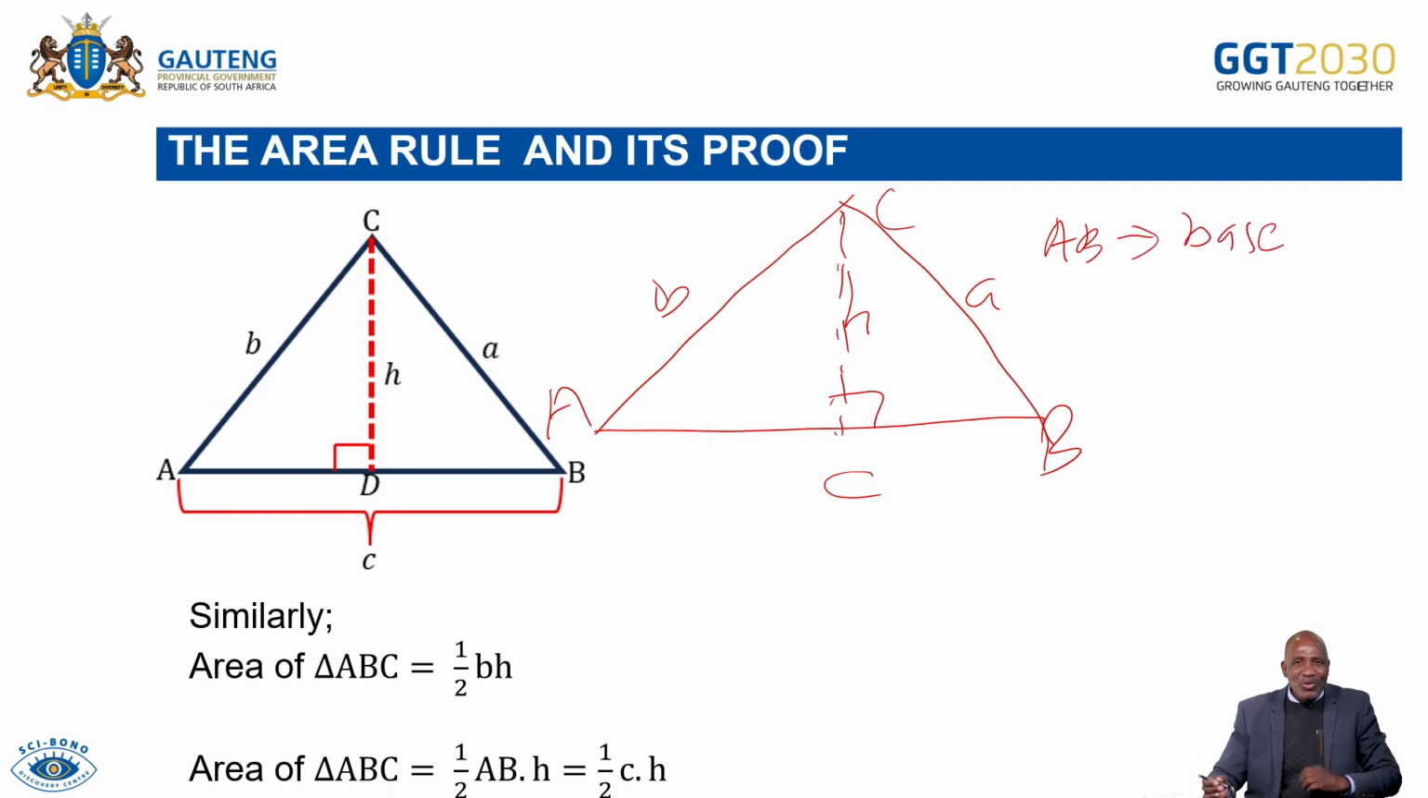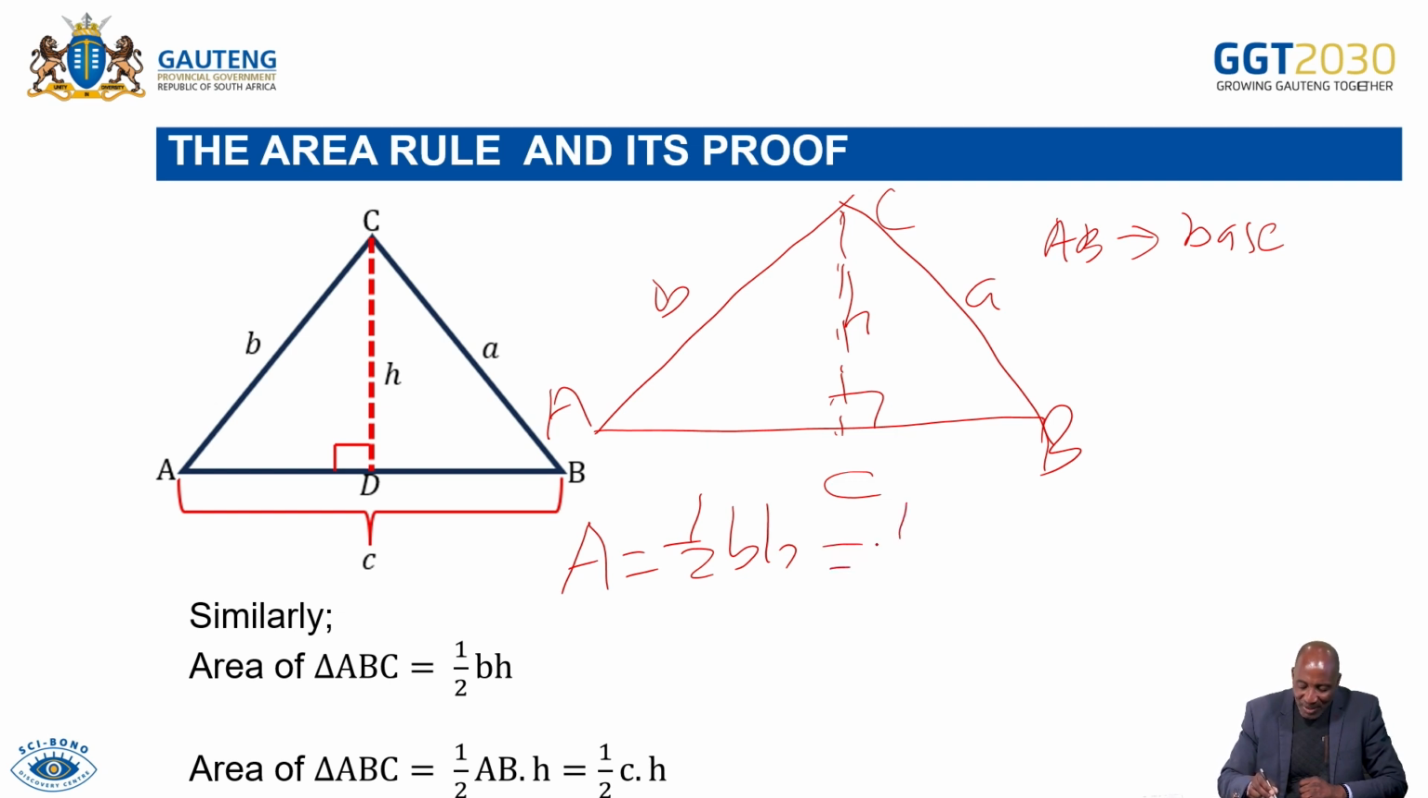Then you go back to primary. How do you find the area of a triangle? Area is equal to half base times height. Done. But I know the base is going to be C, the length, and I know the height is h. That's my answer. Half CH is the answer.